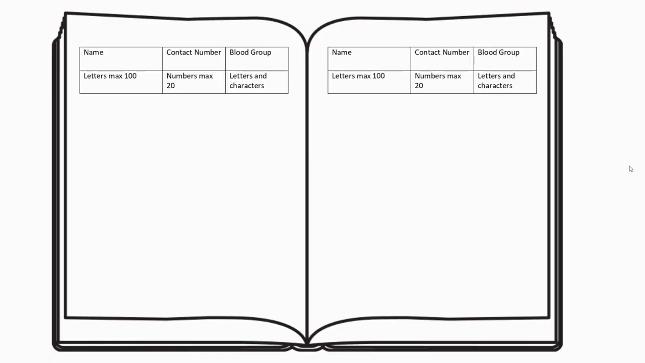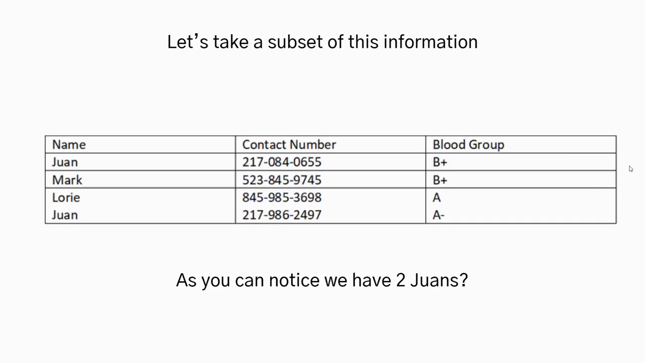Let's say that you want to start with just three pieces of information: the name, the contact number, and the blood group. In a register, these columns are constant, so you can't just write a book inside one specific space. For example, for name, let's say it can have a maximum of 100 characters. Contact number, a maximum of 20 characters, and blood group, letters and characters. It all has to come within this structure.